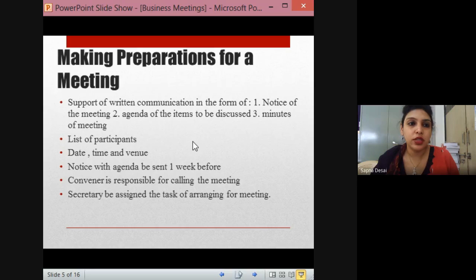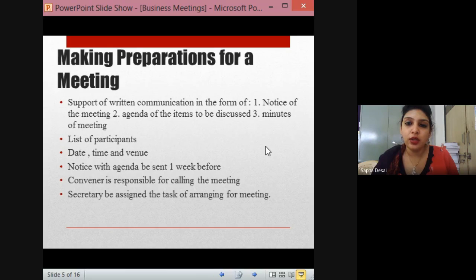Second important thing is that along with the notice, we have to attach the agenda. Agenda means the purpose of the meeting, what are the points to be discussed in the meeting, that comprises the agenda. And then we have to look upon this important point, the list of participants, that is, the people who will be attending the meeting. All these things, notice and agenda, have to be sent to the concerned participants 1 week before the meeting.